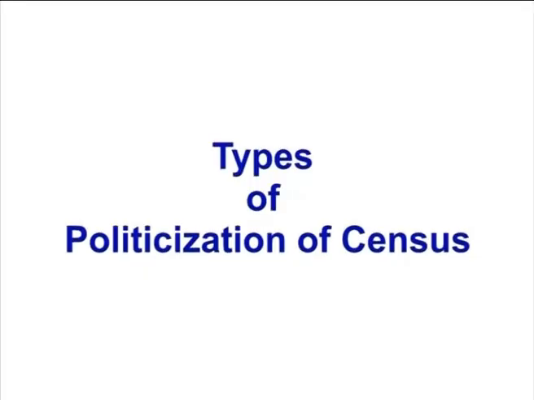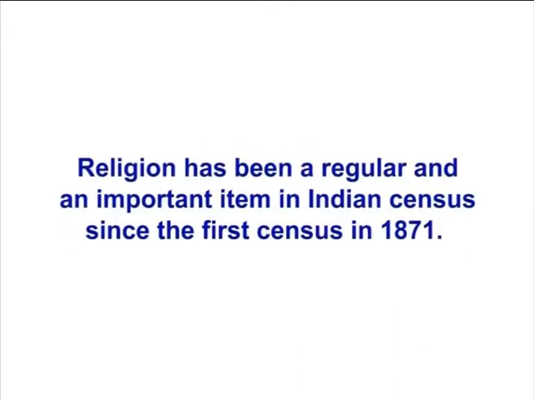Next is types of politicization of census. First one is relating to religion. Religion has been a regular and important item in Indian census since the first census in 1871. However, the details of religion data have varied over time, primarily in tune with the socio-political agenda of the rulers. Apart from their effect on the details of data on religion, political factors also played a significant role regarding accuracy of census returns in this regard.